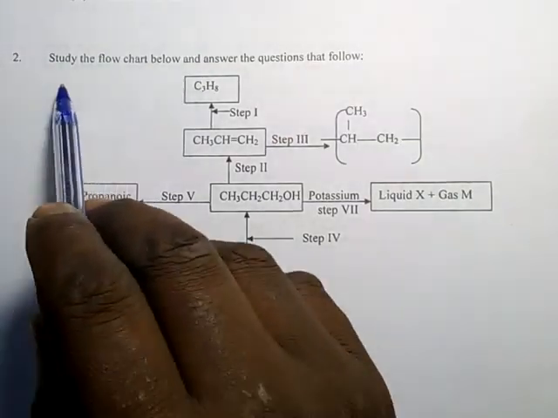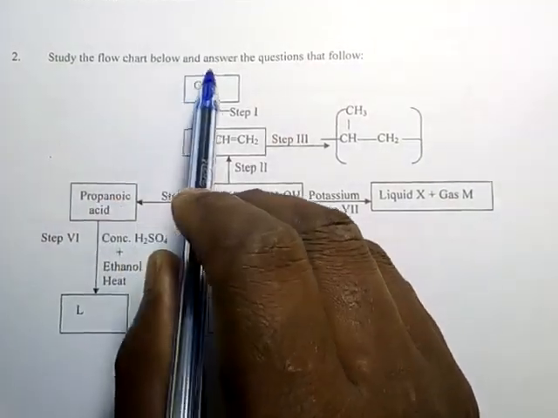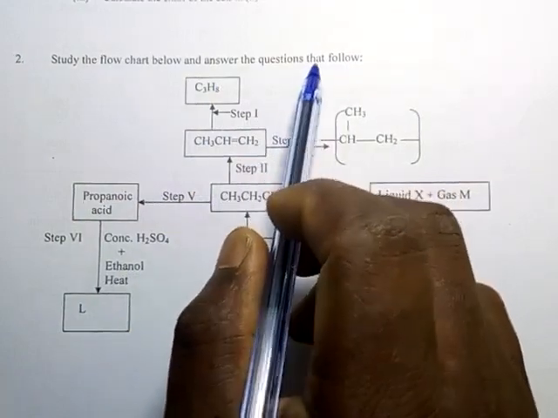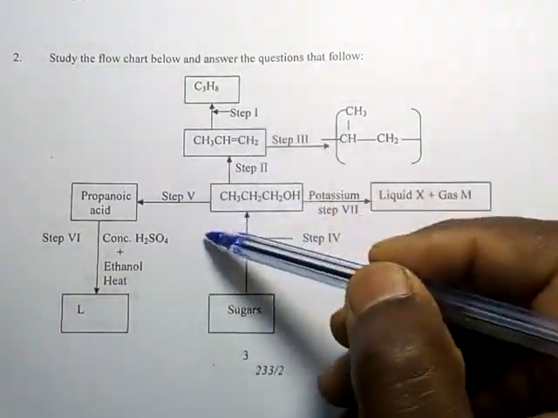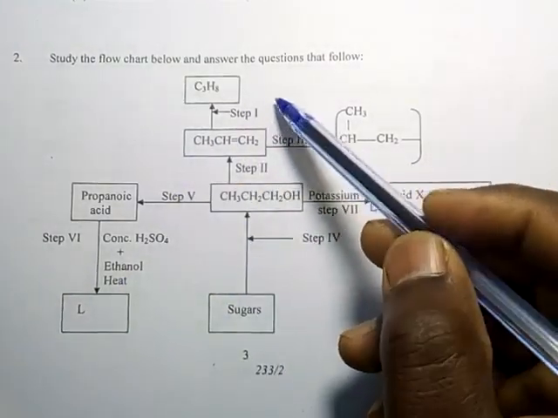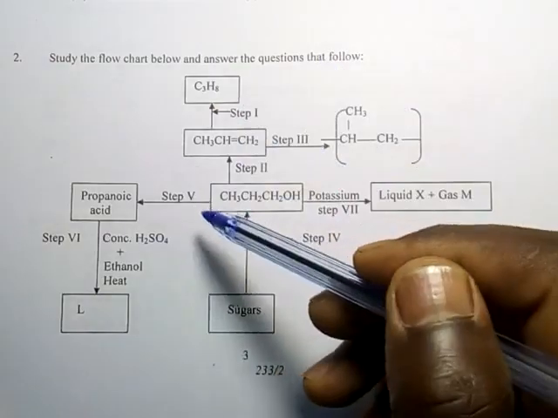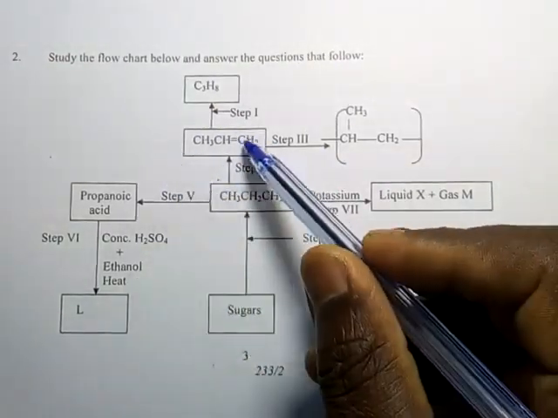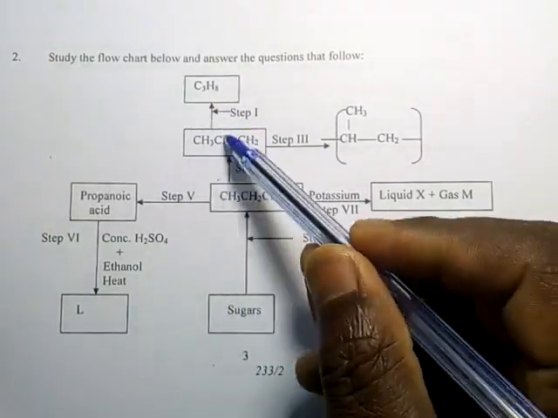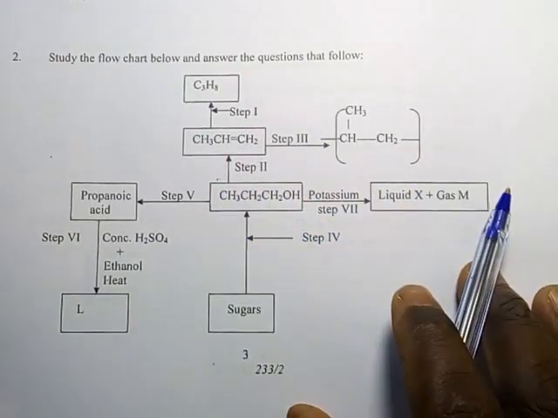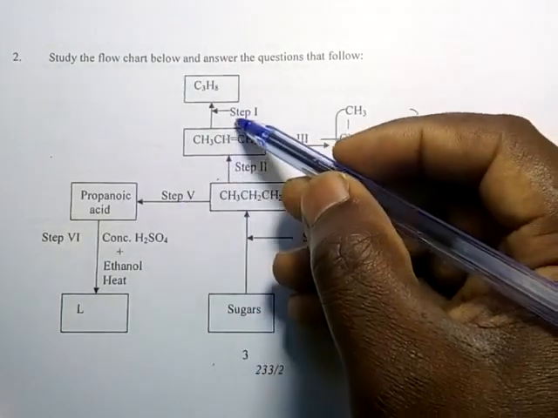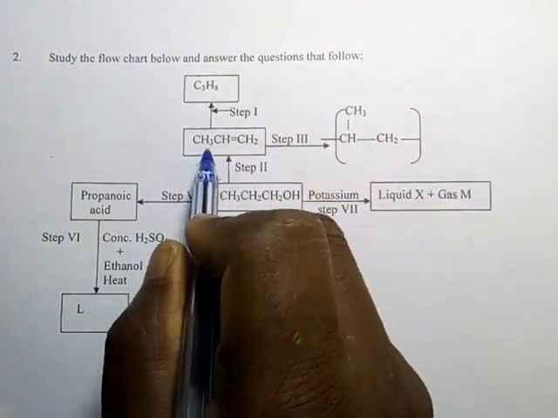Here is another question. Study the flow chart below and answer the questions that follow. So first, before even you go to the question, analyze this flow chart. Know every step, the name of every step, what's happening before you go to the question. So let us start step 1. Step 1, what's happening? First, what is this?